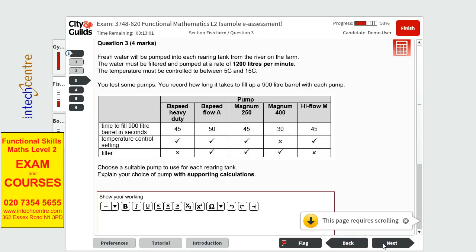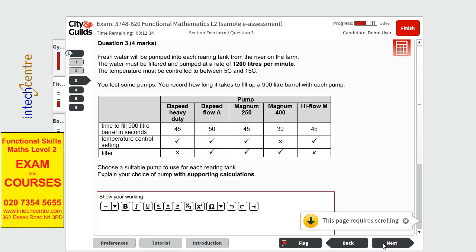Fresh water will be pumped into each rearing tank from the river on the farm. The water must be filtered and pumped at a rate of 1,200 liters per minute. The temperature must be controlled to between 5 Celsius degrees and 15 Celsius. So this question has 4 marks and we have to test some pumps. We have to record how long it takes to fill up a 900 liter barrel with each pump.